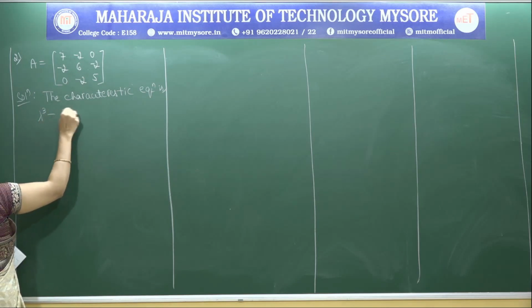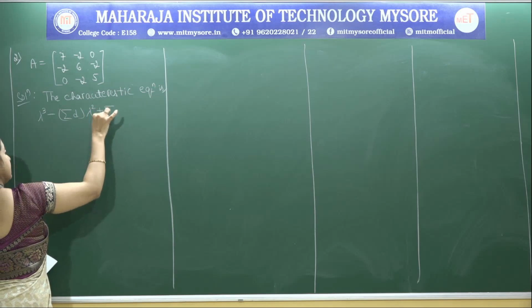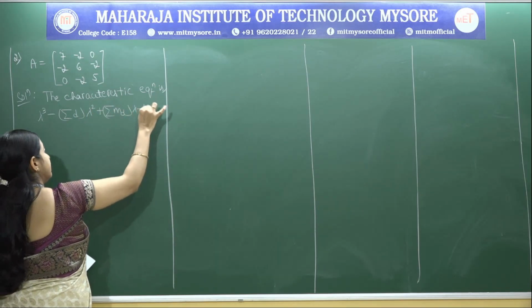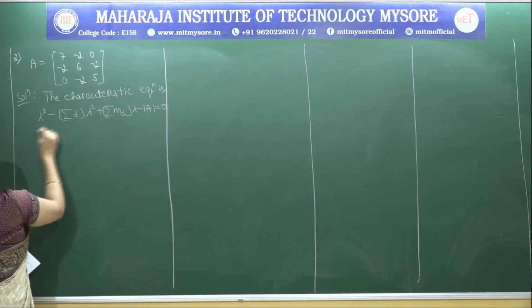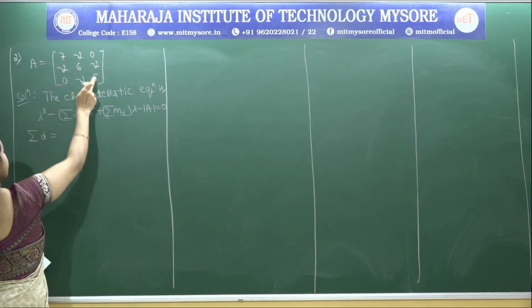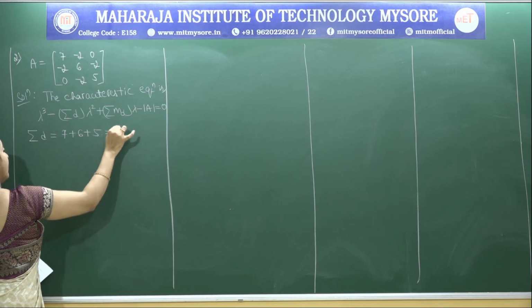lambda cube minus summation of d lambda square plus the summation of md lambda minus the determinant of A equals 0. So the first one, the summation of d is the sum of all the diagonal entries. It is 7 plus 6 plus 5, so you will get 18.